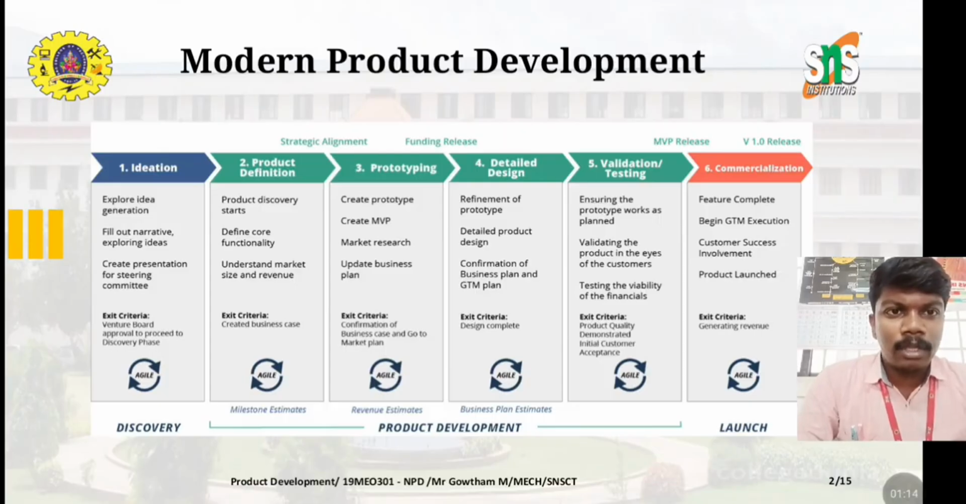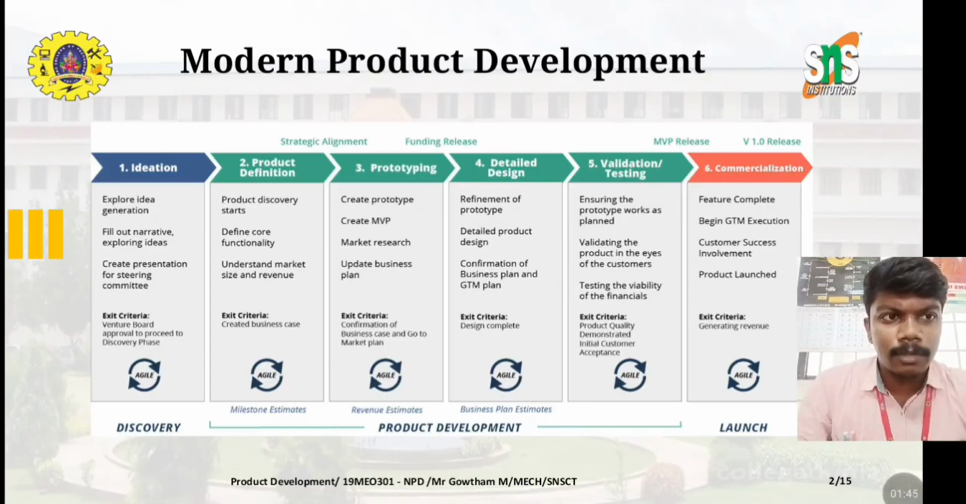Then followed by prototyping, we should create a model for our manufacturing product, like a prototype or a miniature. Here is create a prototype, then create an MVP, then market research and update the business plan. Then followed by detailed design, which is nothing but refinement of prototypes, then detailed product design, then confirmation of the business plan and GTM plan. Then the final one is validation or testing, which may be called quality control or quality assurance, ensuring the prototype works as planned, then validating the products in the eyes of the customers, then testing the viability and finance.